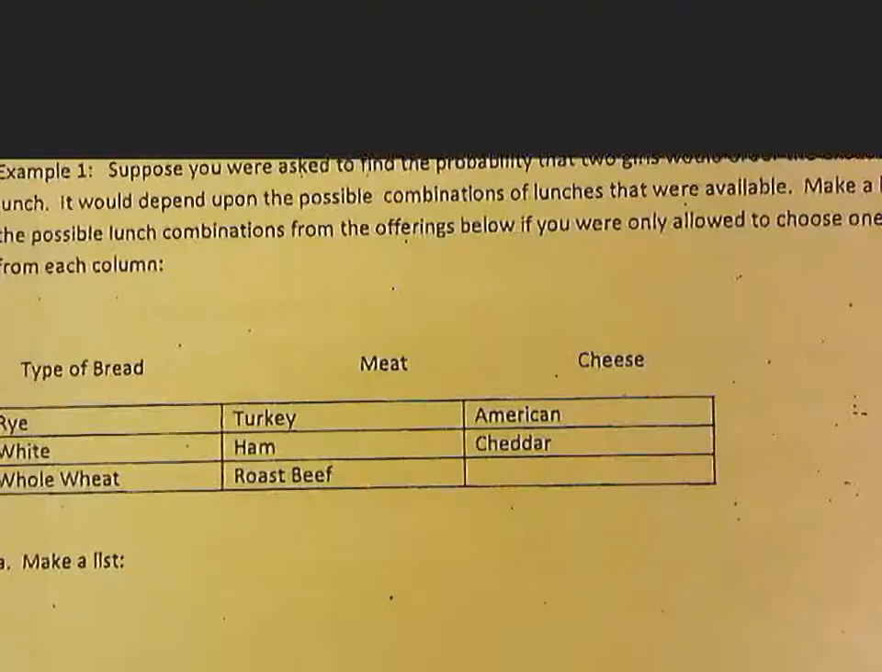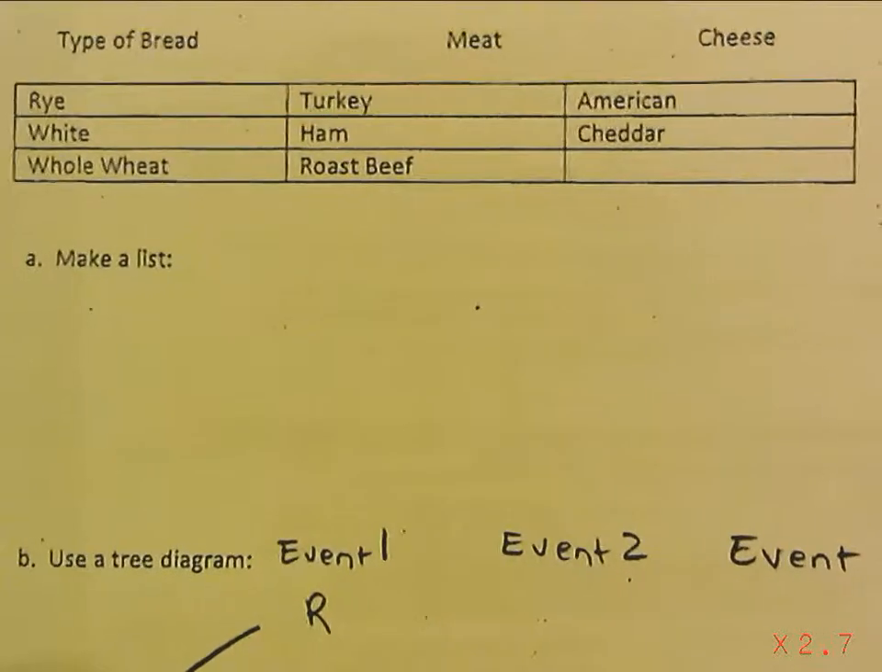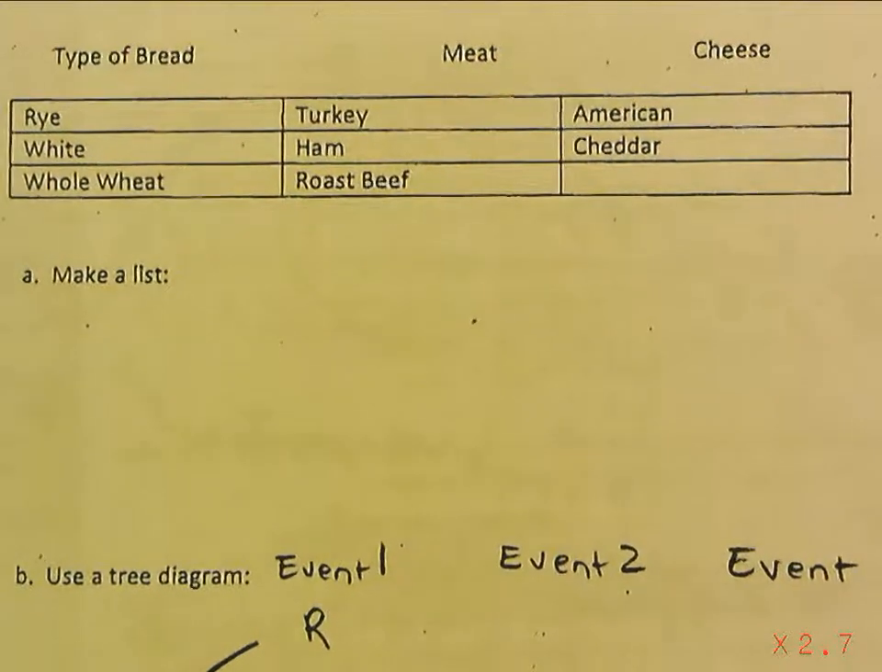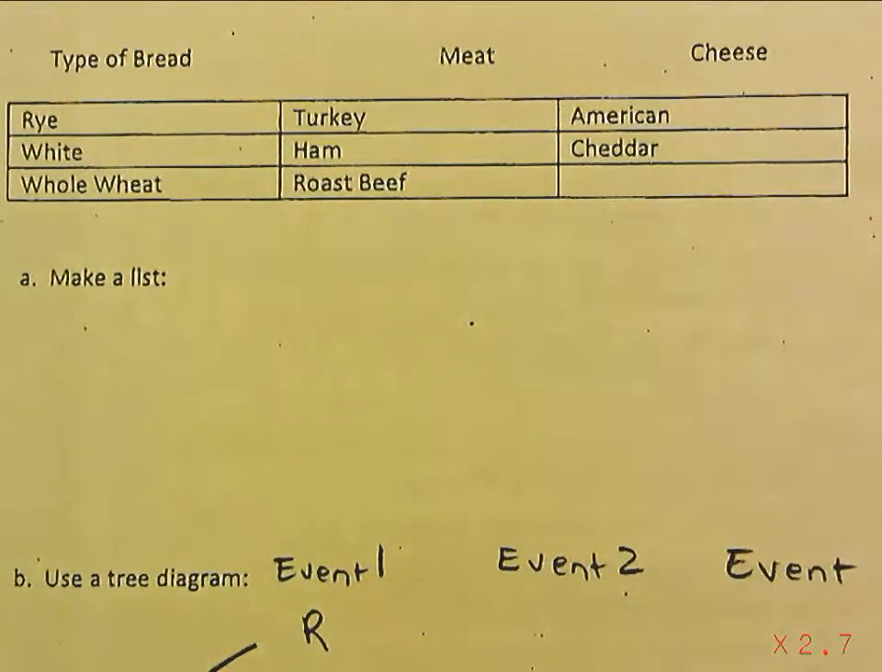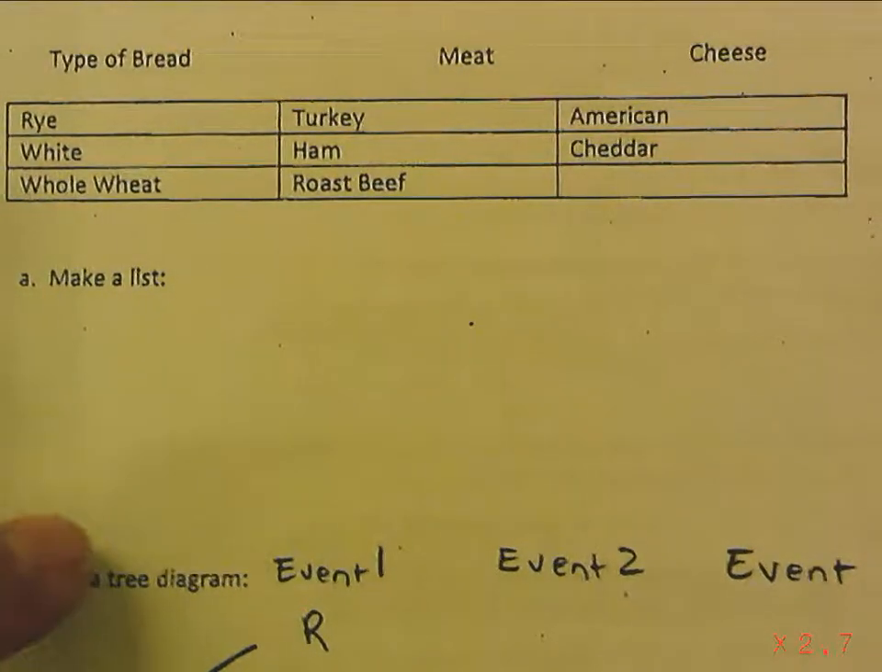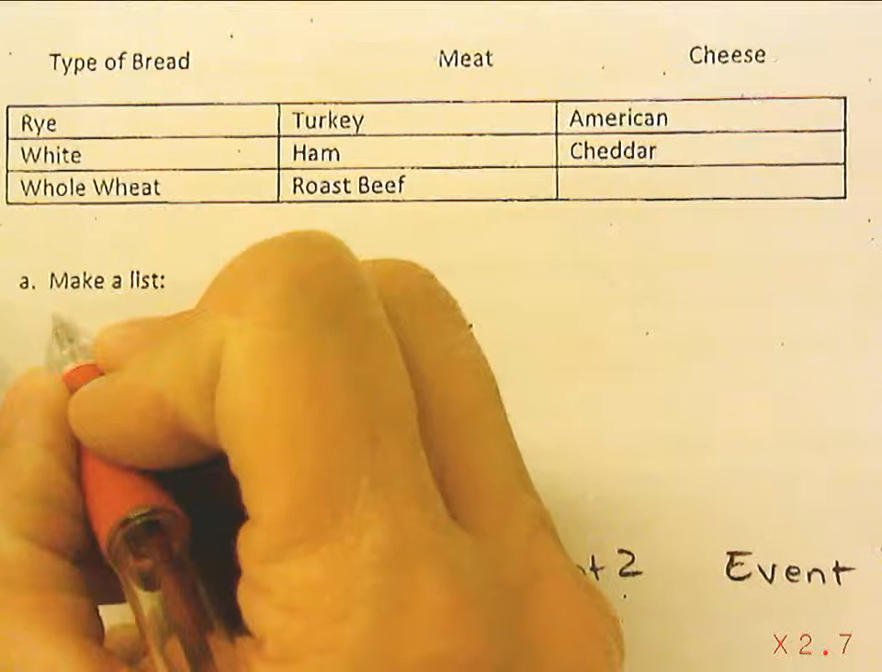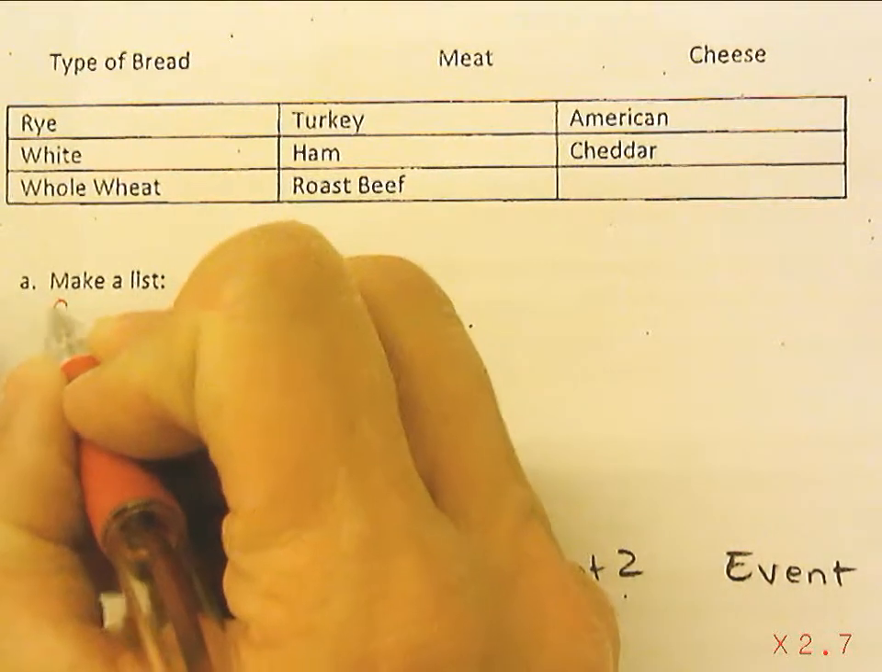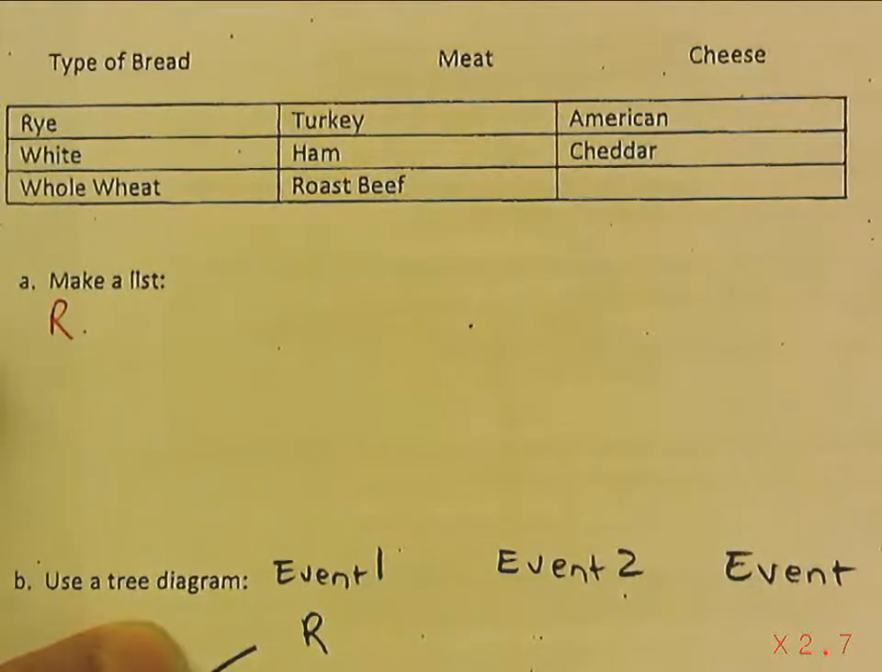Okay, so here we see that when you choose a sandwich, you get to choose the type of bread, the type of meat, and the type of cheese. Now, if we were to make a list, I'm going to list all the sandwiches we could make with rye bread.